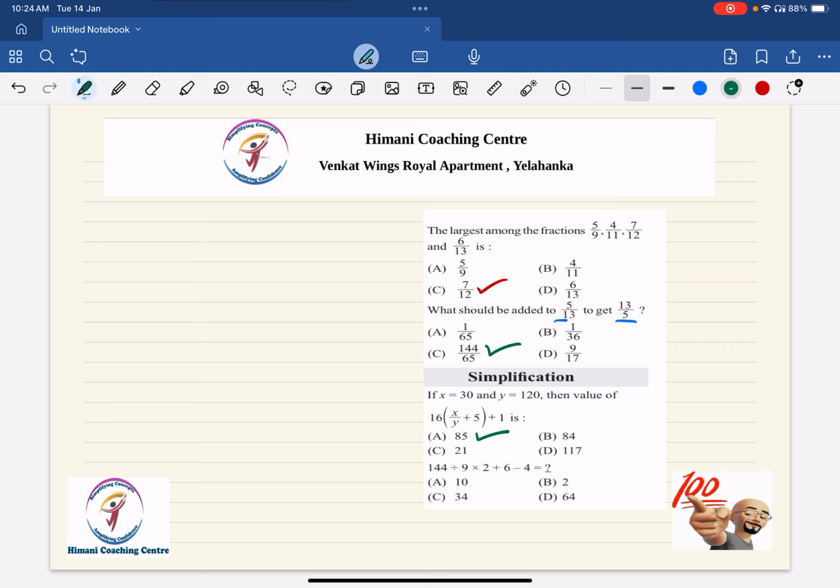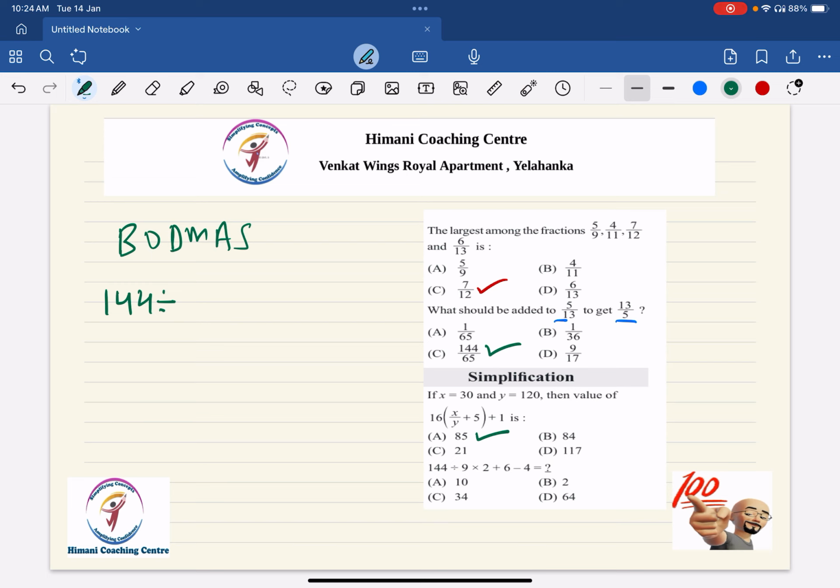Okay. The next question is also a use of the BODMAS rule. See, what is the BODMAS rule quickly? If we are given an expression, any expression, we have to follow this rule: first solve the bracket, then solve anything related to off, then division, then multiplication, then addition, then subtraction. So we are going to utilize that and solve this particular question.